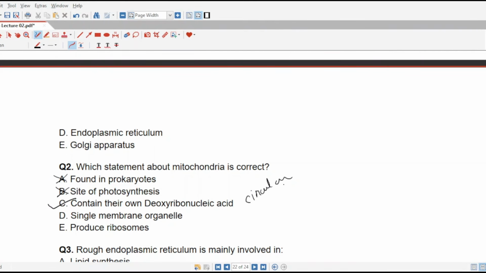And option D, mitochondria are not a single membrane organelle. It has a double membrane, and it doesn't produce ribosome. This is false as well. Ribosome has rRNA and protein inside it.